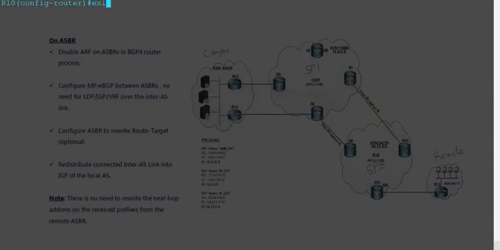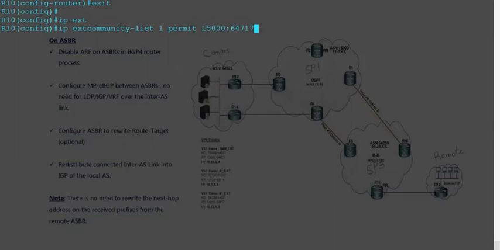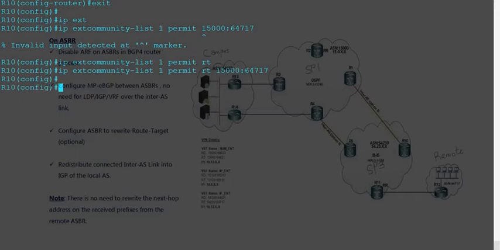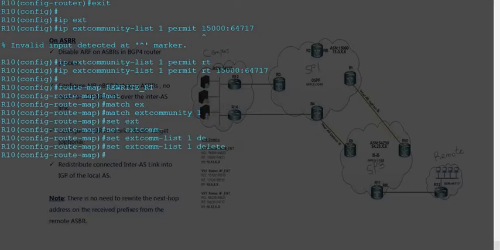So we replicate same on R10. Remember, we look out for a particular route target. We permit it in our extended community list, and then we match based on the route target that is coming from the remote AS. We use a route map in order to match and delete and reset also, which is the rewrite operation actually. So we match based on the extended community list. We set to delete, then we set to rewrite also.